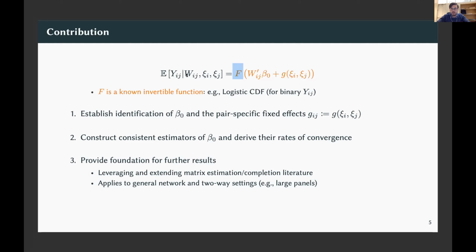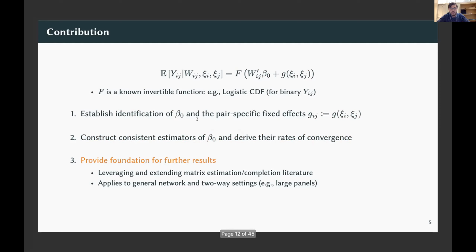For example, if your y is binary, f could be the standard logistic CDF, and that would correspond to a logit network formation model. Or if f is exponent, then that would correspond to standard Poisson regression. In this model, I establish identification of beta naught, which captures the effects of the observables. I also establish identification of the value of this function g(xi_i, xi_j) for all pairs of interacting agents. Second, I construct a number of estimators of this parameter of interest beta naught, show they are consistent, and derive the rates of convergence.